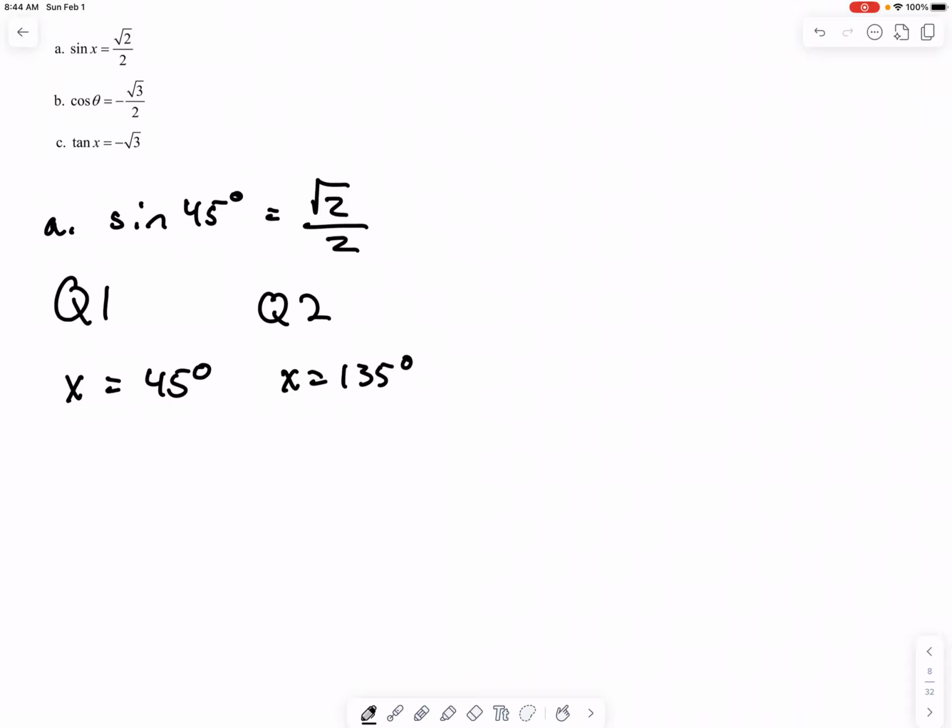Okay. Normally to capture all solutions, again, every 360 degrees this repeats. So normally we would say plus n times 360 on both of these. But because we only want the solutions from 0 to 360, we don't need that part just yet. And so the only other thing I'm going to do is convert this to radians. So if we say 45 degrees, I'm going to put it over 1, times pi over 180.